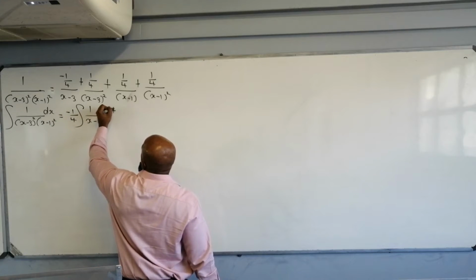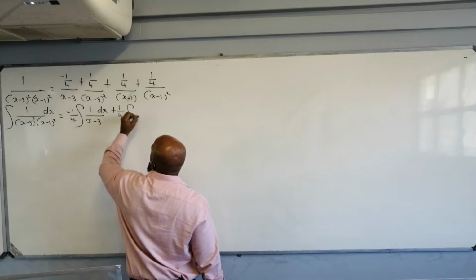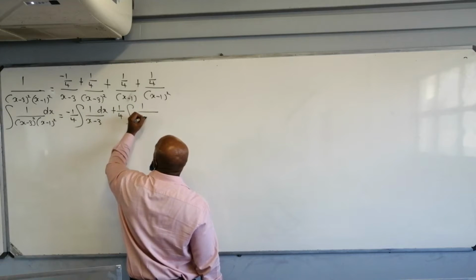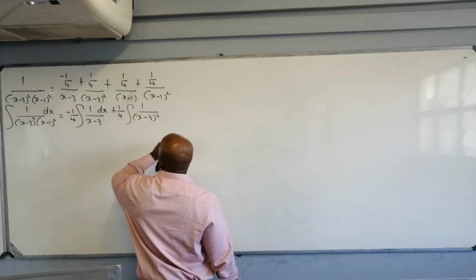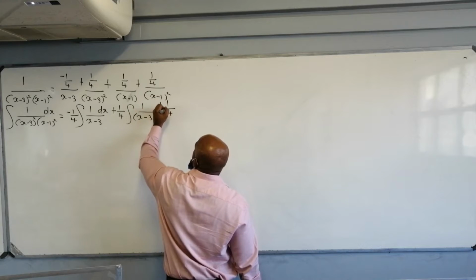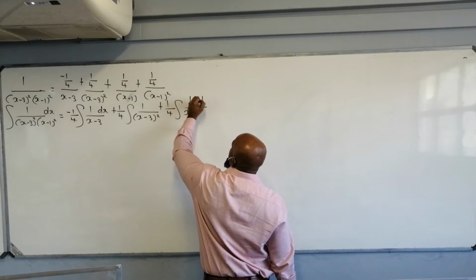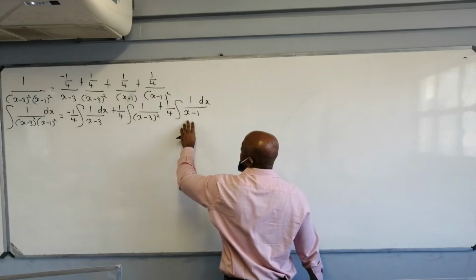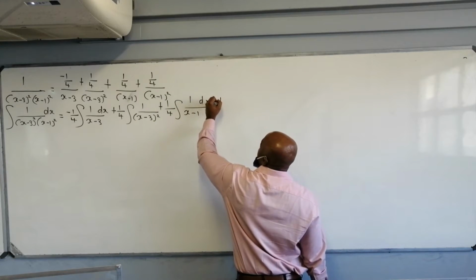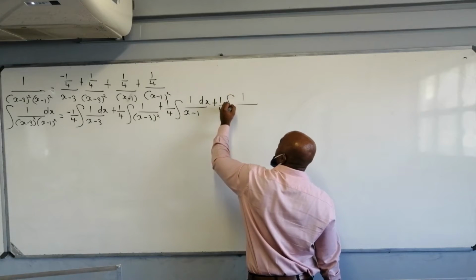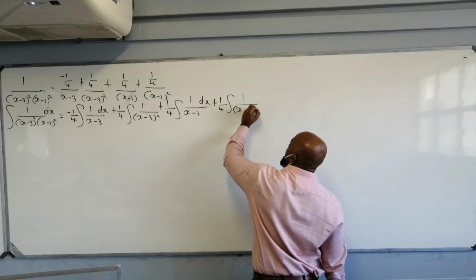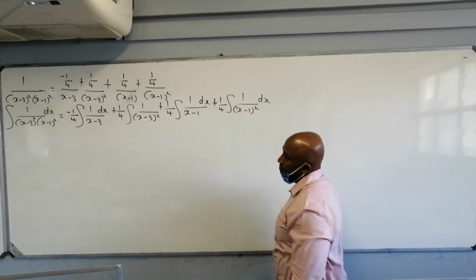Okay, here plus 1 over 4, and then I'm going to end up with 1 over x minus 3 all squared. Here, plus 1 over 4, and that will be 1 over x minus 1 squared, and just x minus 1. Plus 1 over 4, and that's 1 over x minus 1 all squared.